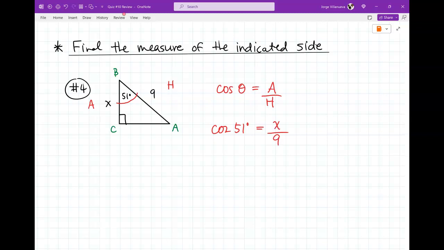So all I'm going to do is take 9 and multiply it over to the left-hand side. Okay, I'm going to multiply that over. So that's 9 times cosine of 51 degrees equal to X. All right, and I'm going to get my calculator here. Give me a second.